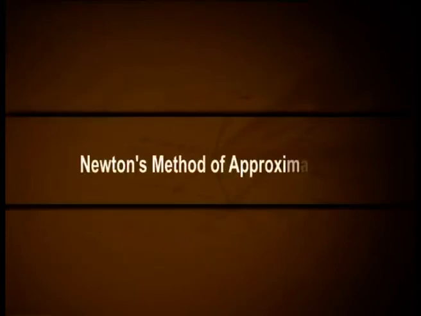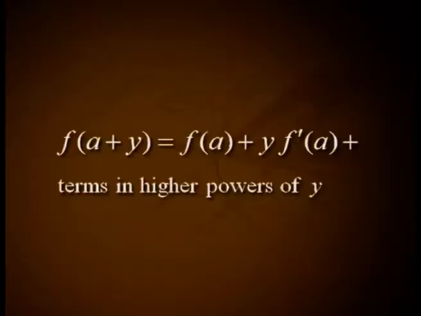Newton's method of approximation. Suppose that one root of the equation f(x) = 0 is nearly equal to a, where the correct value of the root be a + y. So that f(a + y) = 0. But by Taylor's theorem of the differential calculus we obtain f(a + y) = f(a) + y f'(a) + terms in higher powers of y. Since a is an approximate value of the root, y is small, so the second and higher powers of y will be much smaller.